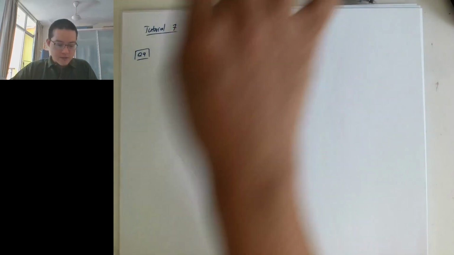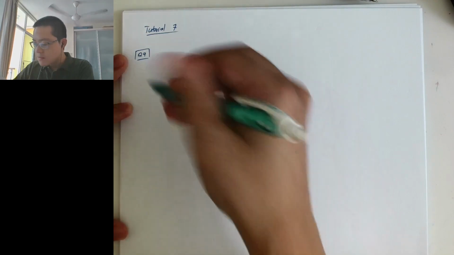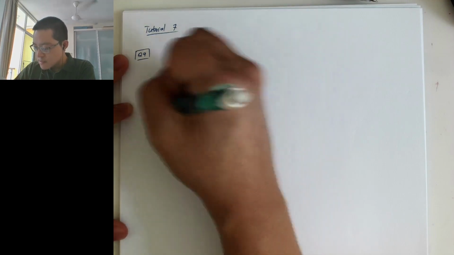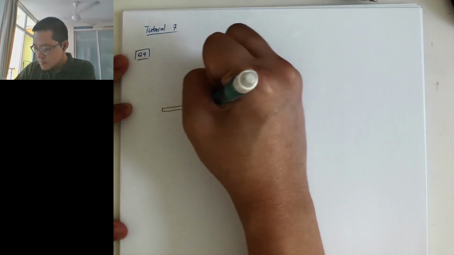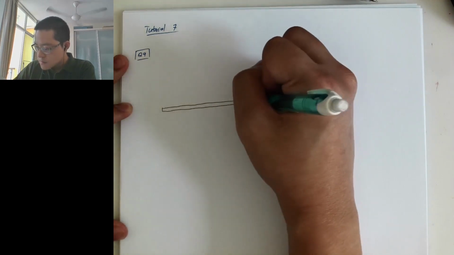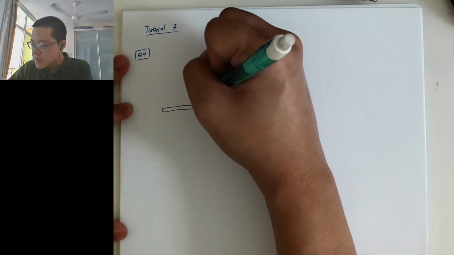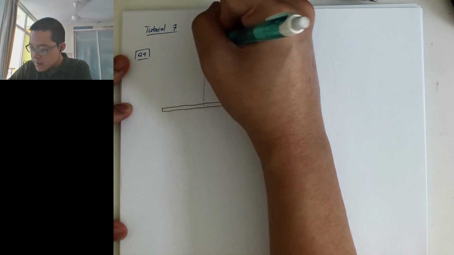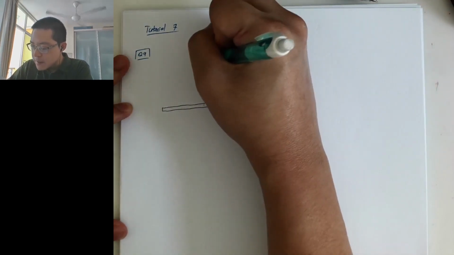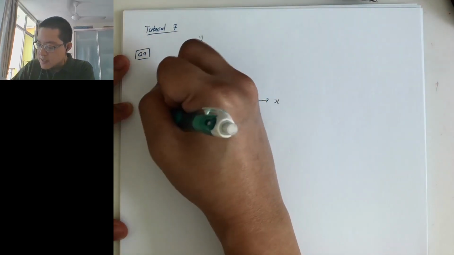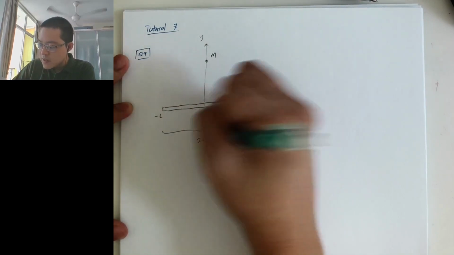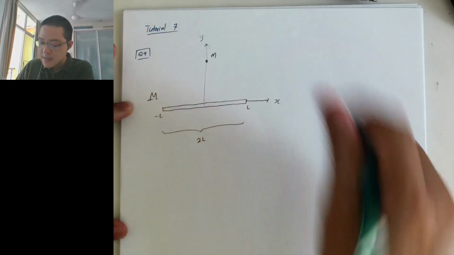Okay, so I have the rod, right? The length of the rod is 2L. So the rod is like this. Okay, so this is my x coordinate, and this is the center. This is my y coordinate, right? And then my mass m is over here. So this is negative L and positive L. So the total length is what? It is 2L, right? And the total mass of the rod is m.